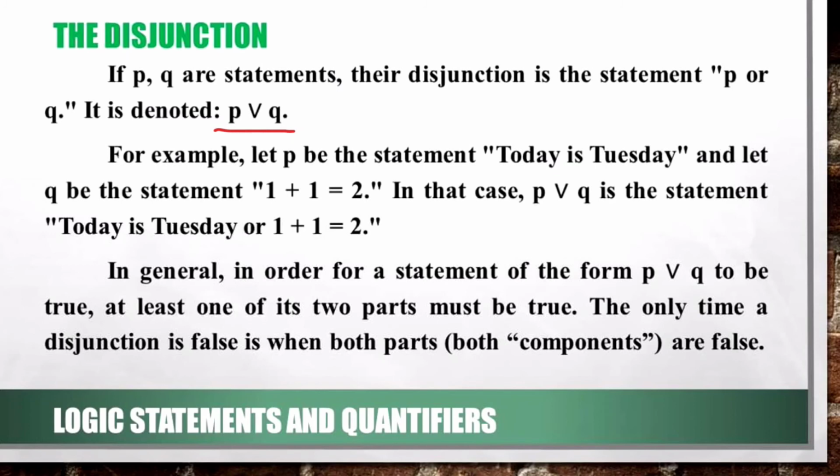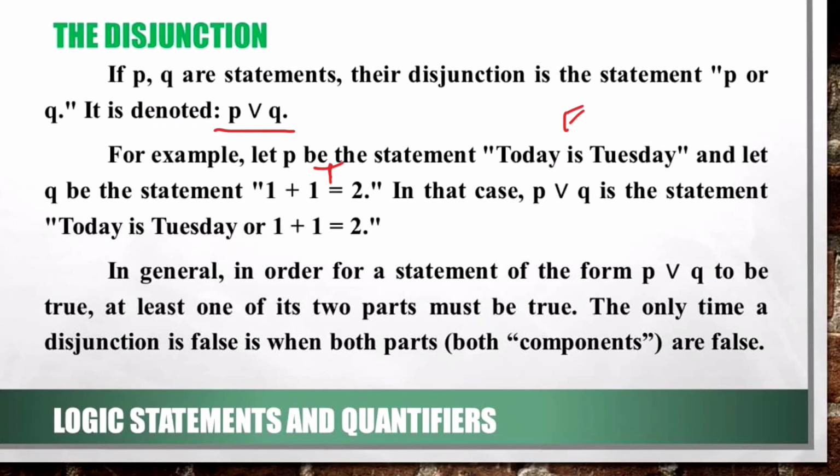For example, let P be the statement today is Tuesday. Let Q be the statement 1 plus 1 is equals to 2. So, right now, since Monday today, we can identify, dahil nga Monday today, so this is false. And then, let Q be the statement 1 plus 1, we all know na 1 plus 1 is equals to 2. Therefore, it is true. Okay? So, in that case, P or Q is the statement today is Tuesday or 1 plus 1 is equals to 2. If we combine false and true yung ating statements na kinumbine, so here, kung yung conjunction ay para maging true siya, yung truth value ay both statements should be true.